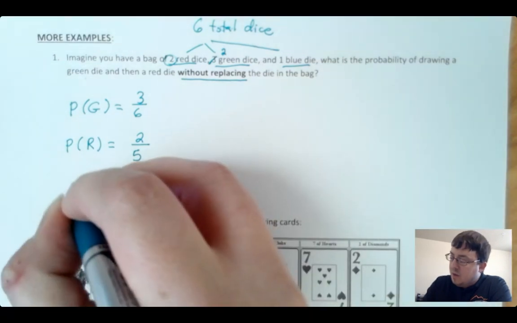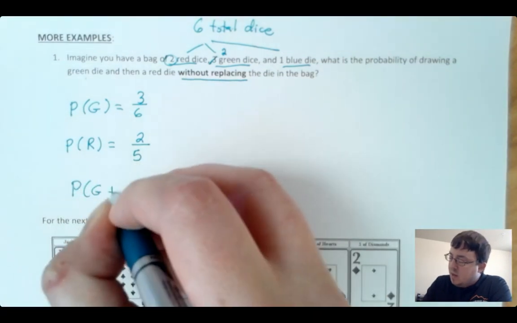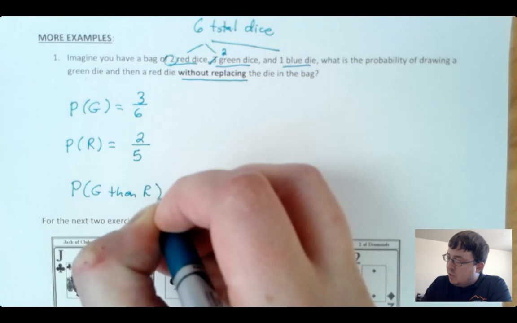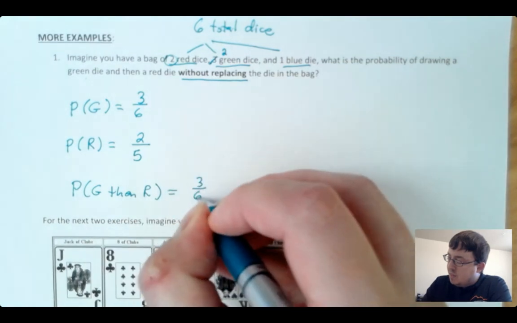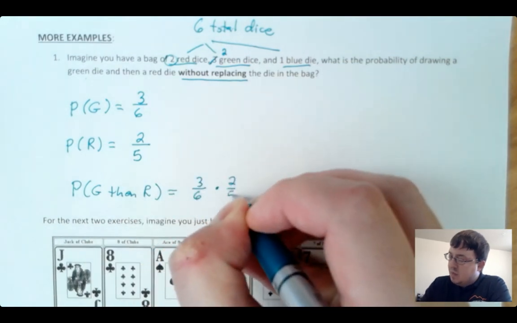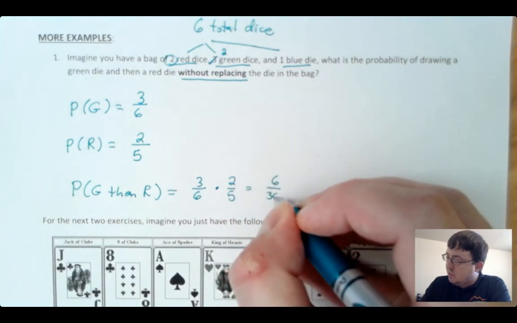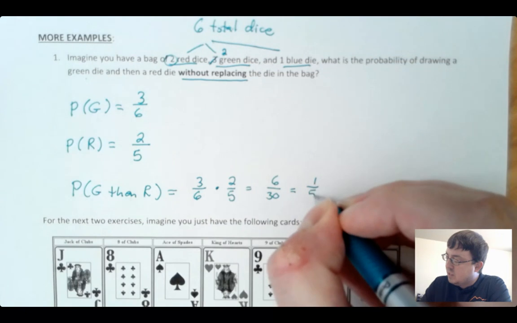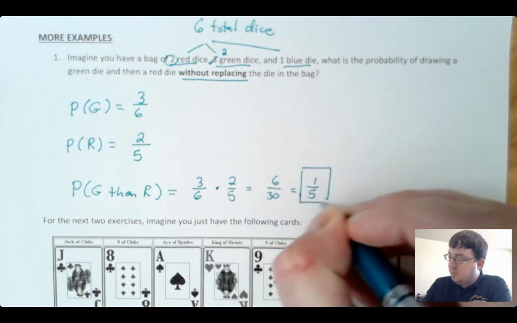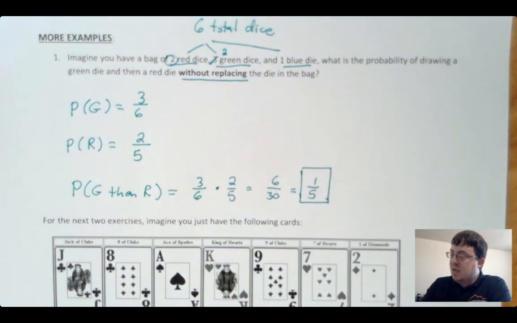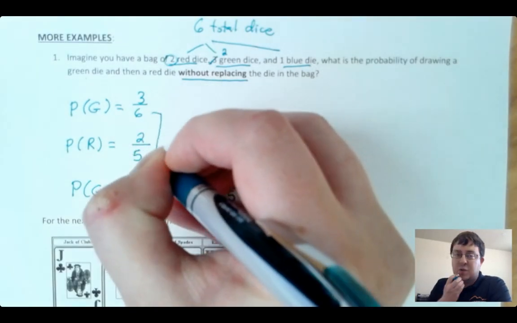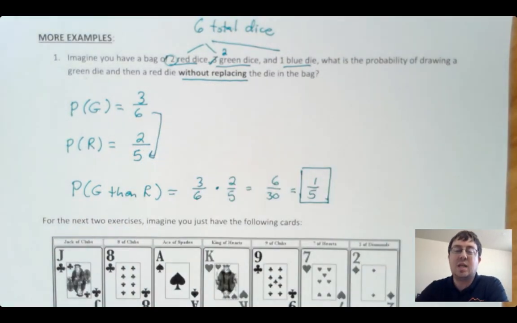So if I wanted the probability of green, then red, I get 3 out of 6 times 2 out of 5. That's 6 over 30, which reduces to 1/5, or a 20% chance. Notice again here that the denominator changes from the first one to the second one. We should always see that happening. If we don't, we know that we're doing something incorrect.